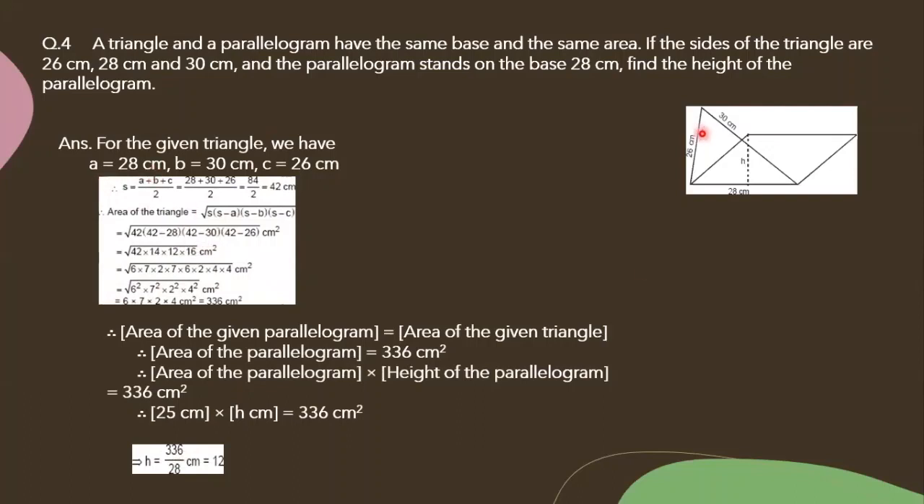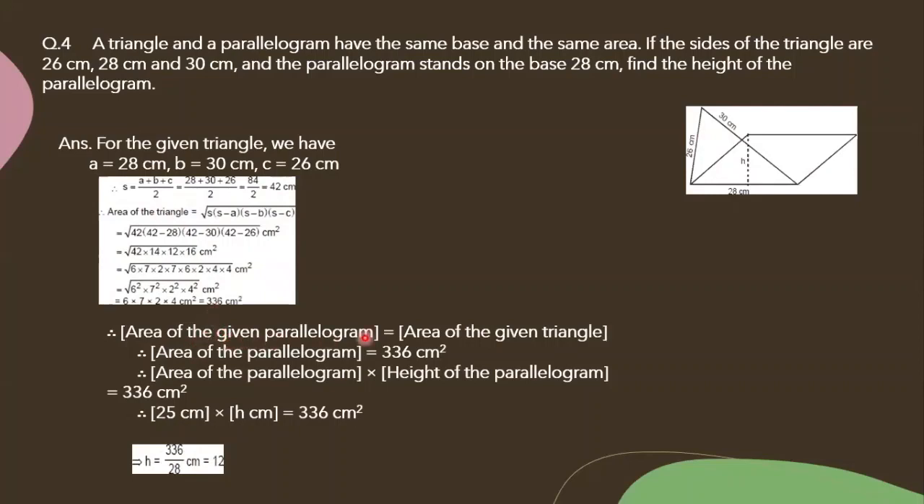First, you take this triangle and find its area. What is 26 plus 30 plus 28? It is 84 divided by 2. The semi-perimeter is 42. We'll apply it in Heron's formula: S into S minus A into S minus B into S minus C. That we are getting, 42 into 42 minus 48. We are getting the answer 336. Am I clear, children, with finding this area?